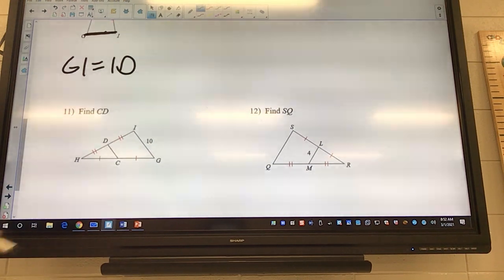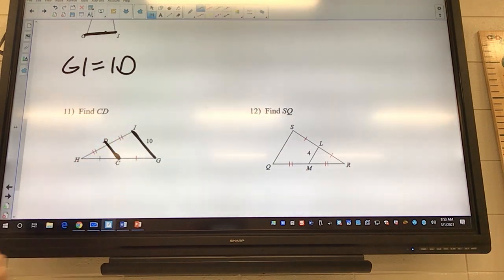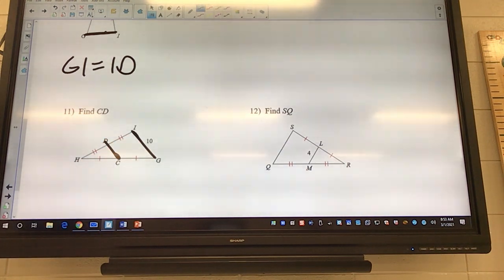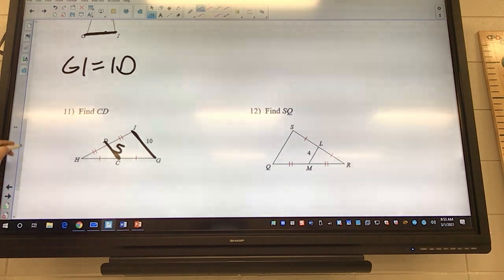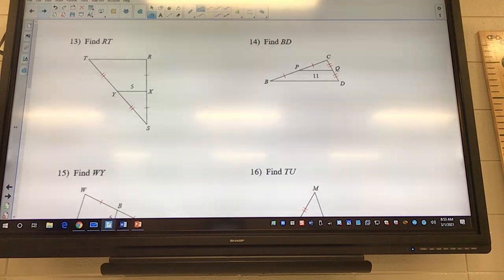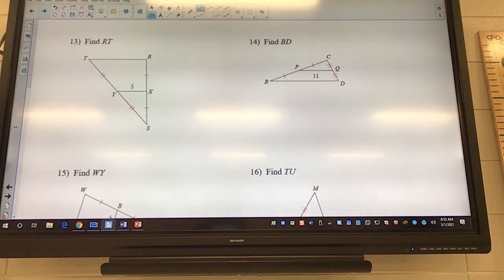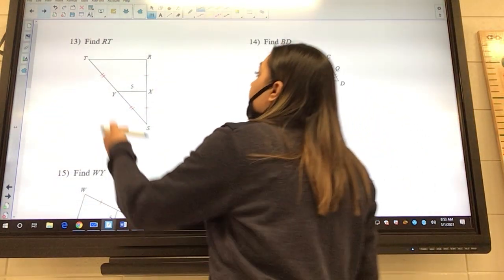Okay, CD. Okay, so we have CD here. So, if we got IG, okay, IG, what does CD have to be if it's the smaller one? Yeah, it's going to be 5, because IG is 10, the next one's going to be 5. Okay, what about RT? Take a second, find RT. Is it smaller or bigger than the other one? Bigger. It's bigger, so what's it going to be? Times 2. Yeah, so it's going to be times 2, and the first one that's given is a 5, so that means that the other one is going to be 10.